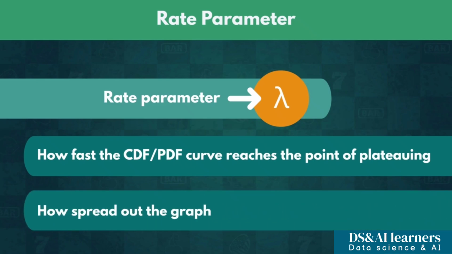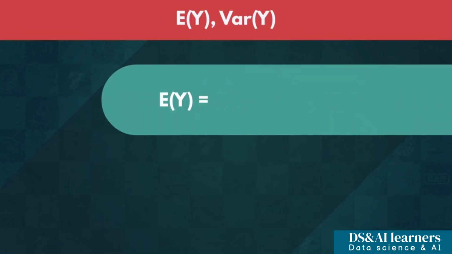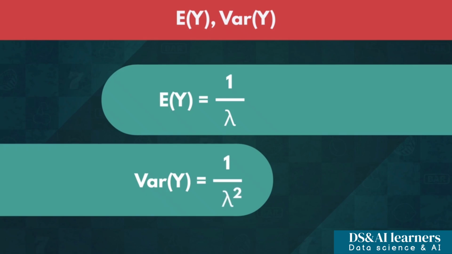All right, let's talk about the expected value and the variance. The expected value for an exponential distribution is equal to 1 over the rate parameter lambda, whilst the variance is 1 over lambda squared. In data analysis, we end up using exponential distributions quite often.